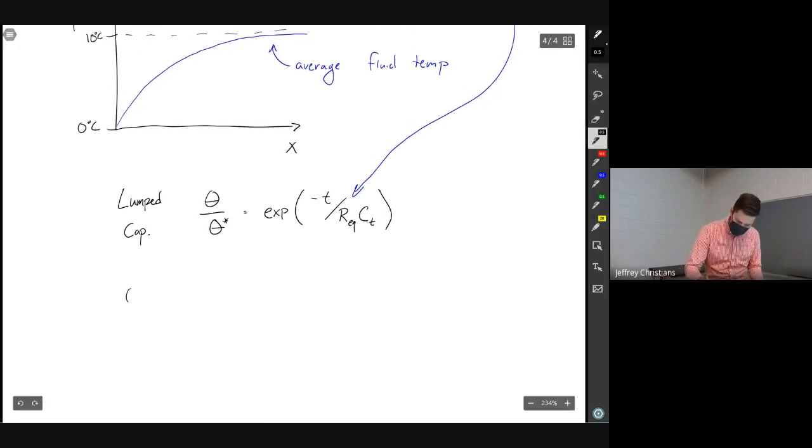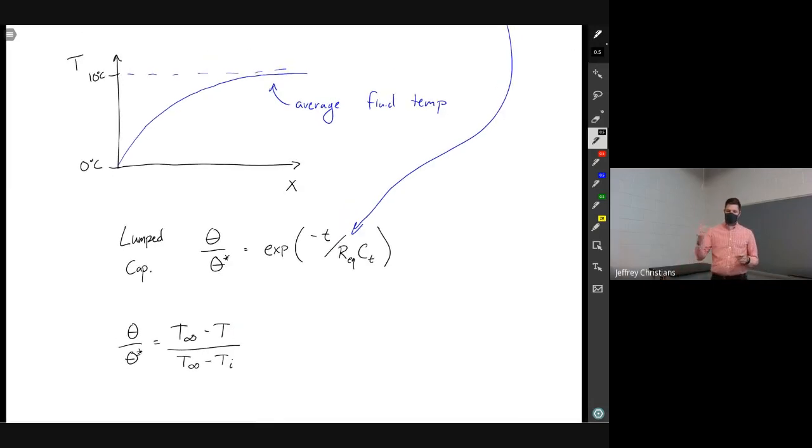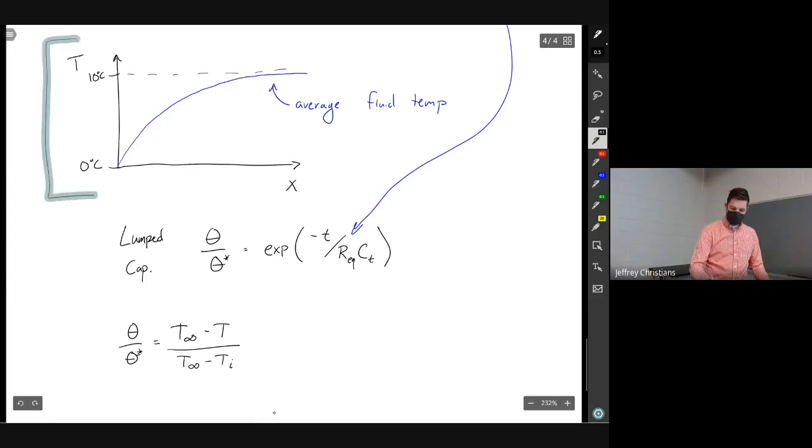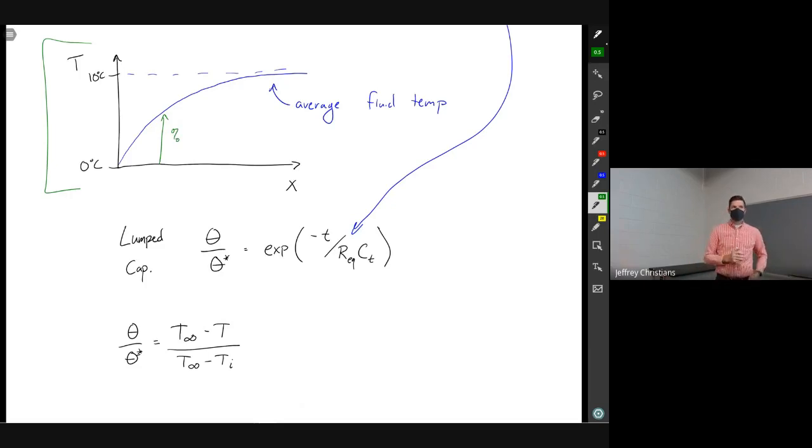So theta over theta star in the lumped capacitance model is T infinity minus T over T infinity minus Ti. What we're trying to look at with theta over theta star is like the percent of the way, if we think of this picture up here, as we move along, the percent of the way between the two temperatures that we've reached. So T infinity is going to be our temperature far away. That's 10 degrees.